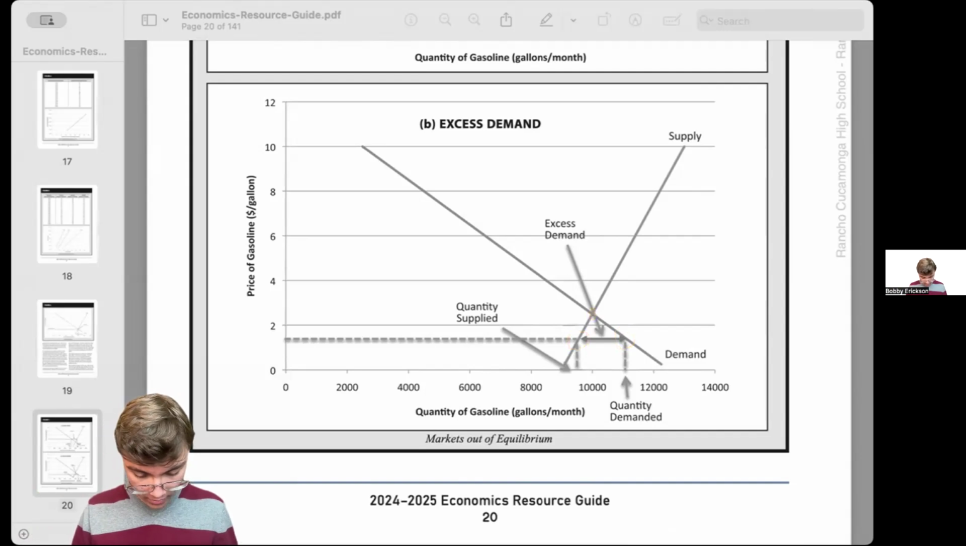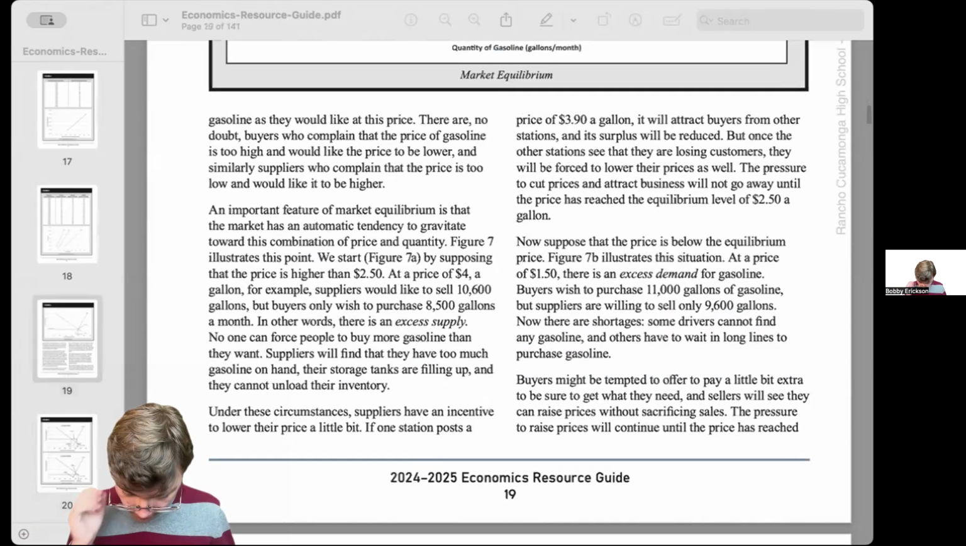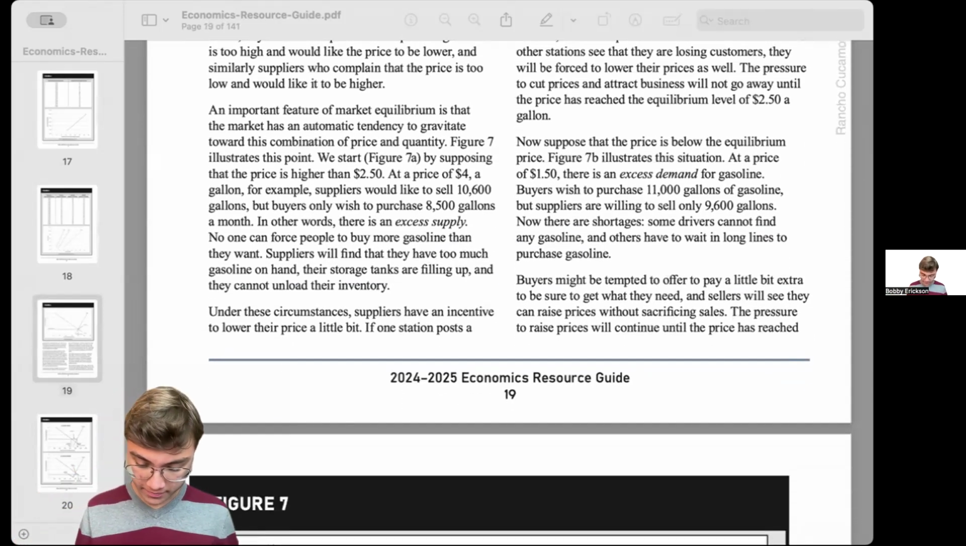So I'm going to go ahead and scroll up here. So there will be shortages. Some drivers, if there's too much demand on gas, won't be able to find any gasoline. And then others have to wait in long lines for gasoline. And so the buyers might be tempted, as this says here, to pay a bit more money than they would have needed to. And sellers also can see that they're willing to raise the prices without sacrificing sales.